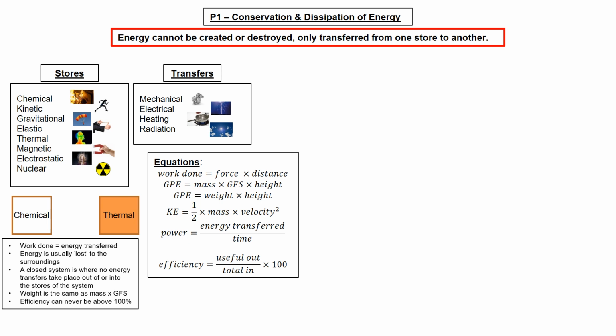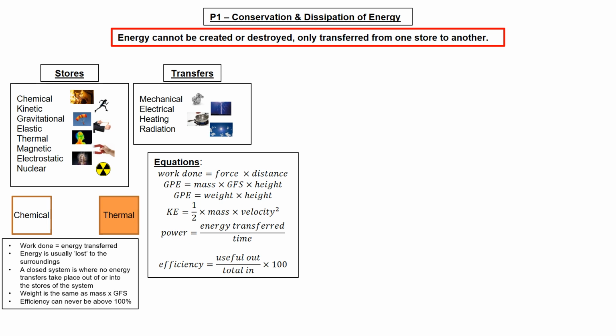Also, you may see in the exam something called a closed system. This is where no energy transfers take place out of or into the stores of that system. That's just something you need to know. You could think of the universe as a closed system. The energy that we had at the beginning is the same as the energy at the end. It's very rare in science to actually see a closed system, but in the exams they will probably talk about it in terms of a closed system just to make it easier to understand.